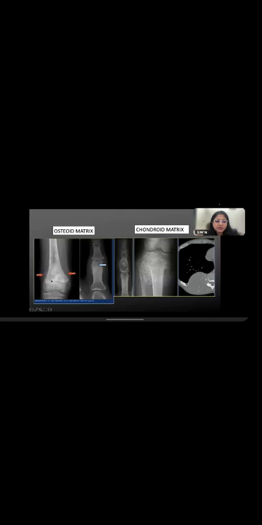So this is an example of osteosarcoma, and this is an example of osteoid osteoma in a digit. Here, the tumor that is shown is a chondroid matrix of osteochondrosarcoma.